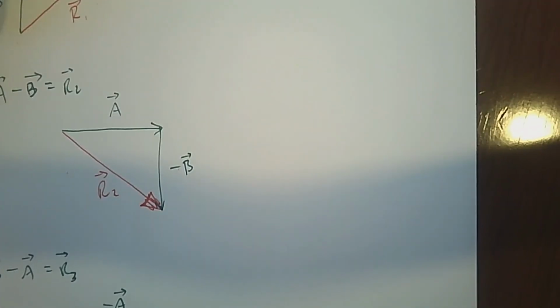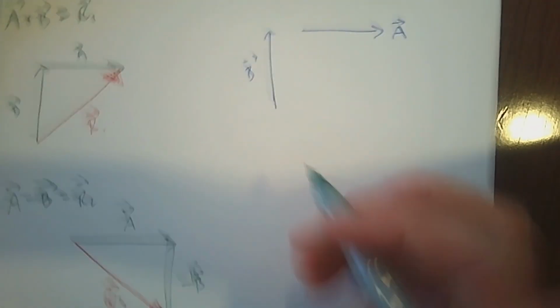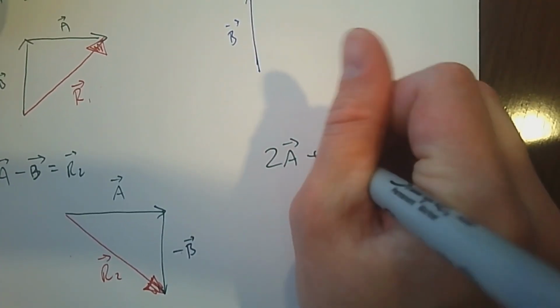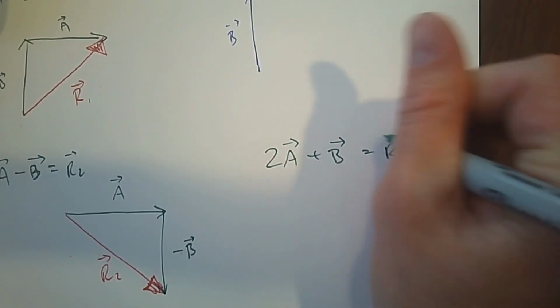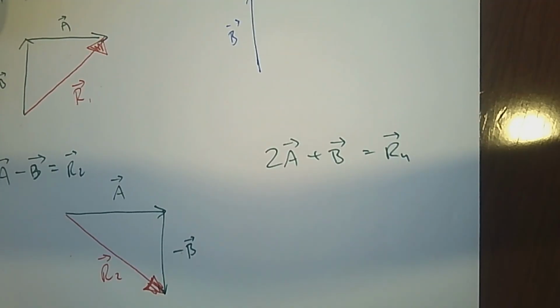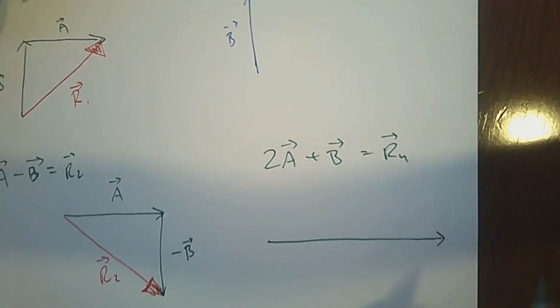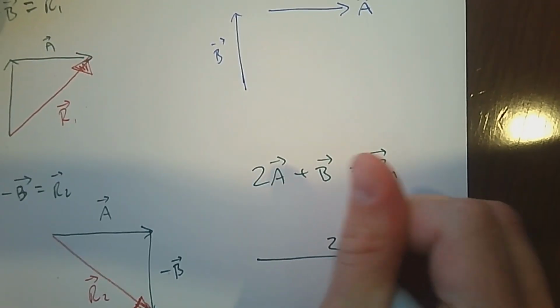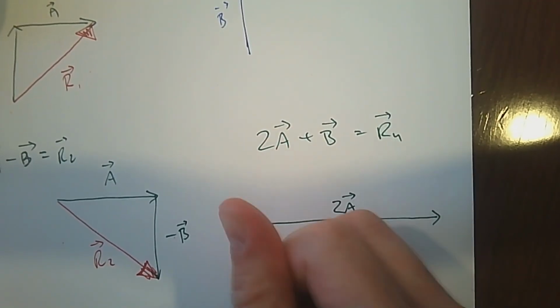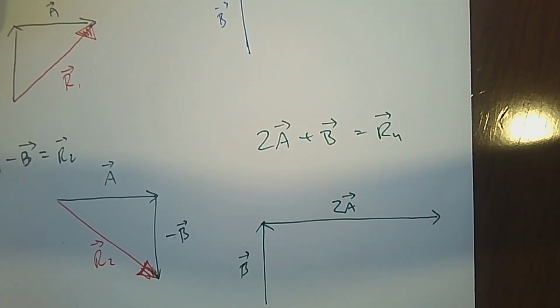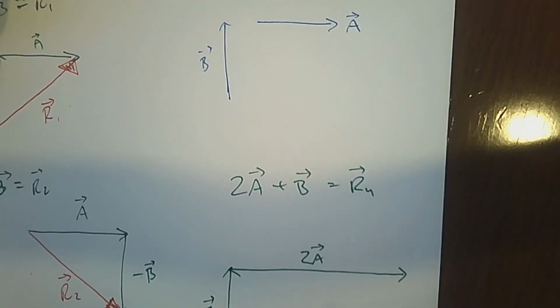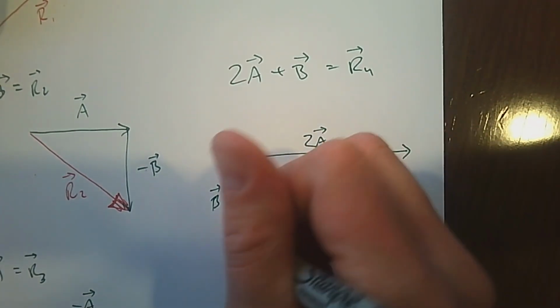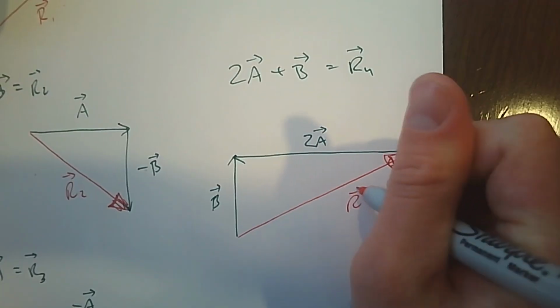Last one was 2A plus B. That's going to equal R4. So 2A would be same direction, double the magnitude. So hopefully that arrow looks about twice the size of that arrow. And I'm adding that to B, which points up, so I'll add it right here. And my result is drawn, tail to tail, tip to tip, like that.